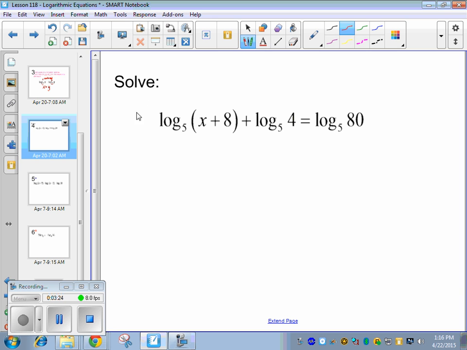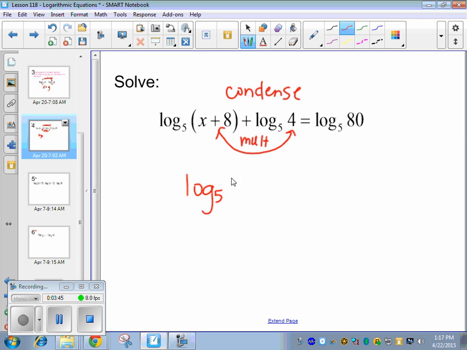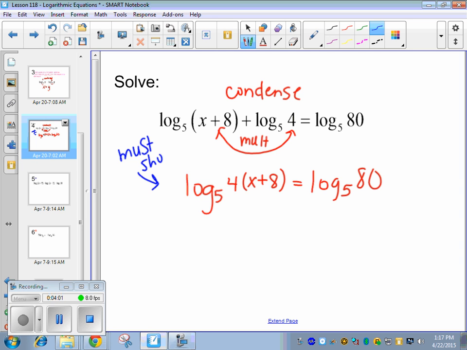Okay, so on the left-hand side here, we first need to condense the log. We have a plus sign in the middle. So what are we going to do with the arguments? When we condense it into 1, we are going to multiply. So the log base 5 just stays. Now it's in 1 log base 5. And we would multiply the 4 by the x plus 8. We'll distribute in a minute. The other side we've already condensed. You have to show this step. You must show this if you want full credit.